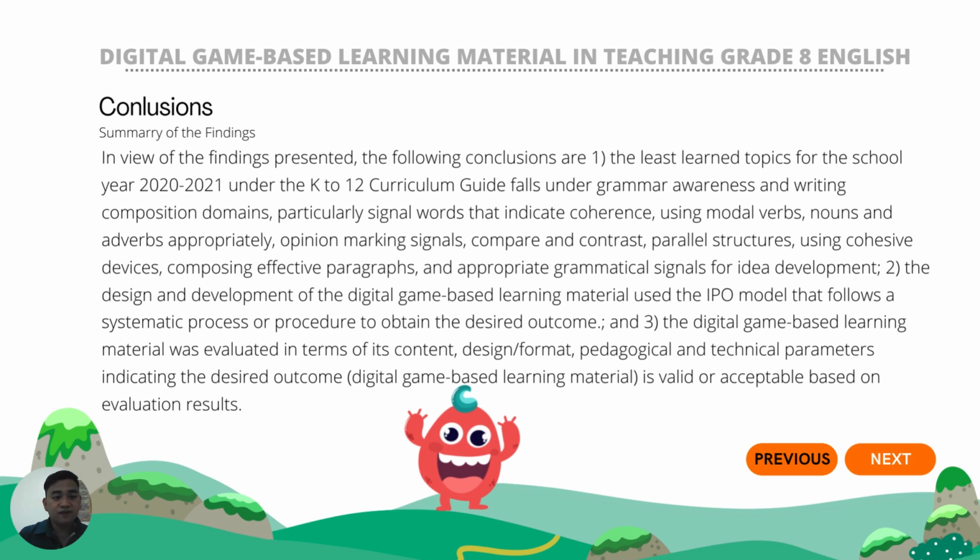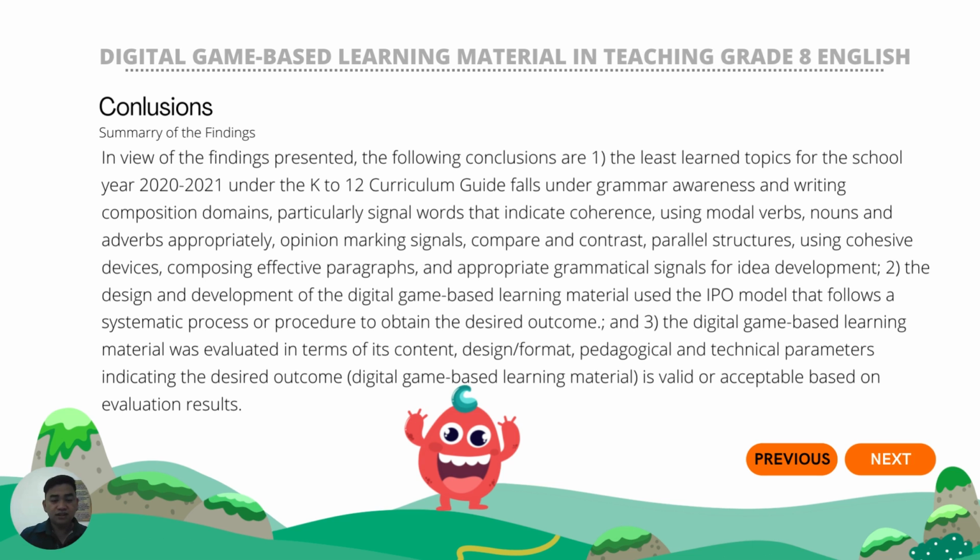Conclusions. In view of the findings presented, the following conclusions are drawn. One, the least learned topics for the school year 2021 under the K-12 curriculum guide fall under grammar awareness and writing composition domains, particularly signal words that indicate coherence, using modal verbs, nouns, and adverbs appropriately, opinion marking signals, compare and contrast parallel structures, using cohesive devices, composing effective paragraphs, and appropriate grammatical signals for idea development.